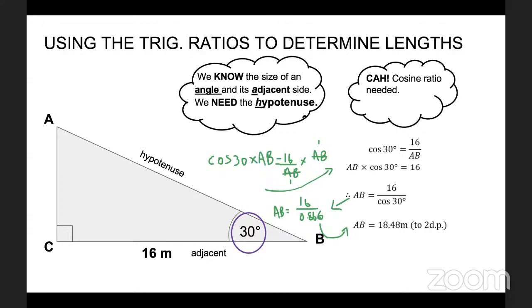So we worked out AC to be what? Remind me what we worked out AC to be. Open your mic and talk freely. 18.48. No, AC, the first side that we worked out. Anybody remember what AC was? Yes. Marek says 9.24 meters. Great. And Casey, you said the hypotenuse was what?